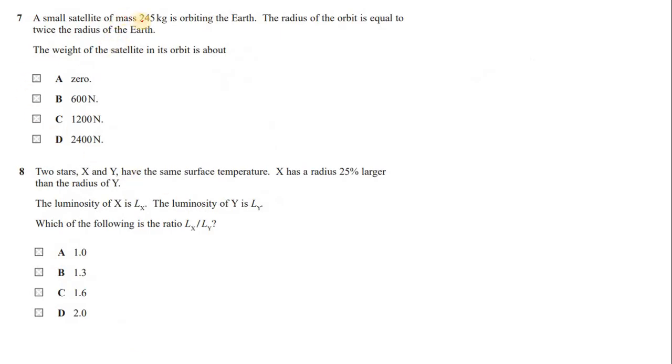A small satellite of mass 245 kg is orbiting the Earth. The radius of the orbit is equal to twice the radius of the Earth. The weight of the satellite in its orbit is about, this is the Earth and this is the orbit. This radius is double the radius of the Earth. This is the satellite, and you need to find the weight here. So weight is W equal to mg, and this g is not 9.8. This is g dash, which is the gravitational field strength at that position. We need to figure out this g dash.